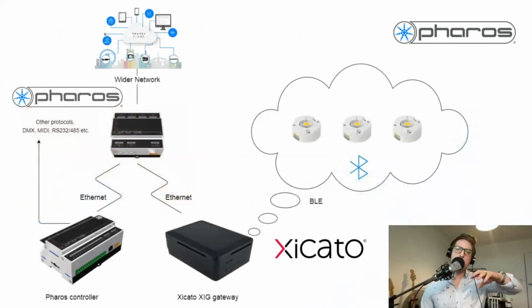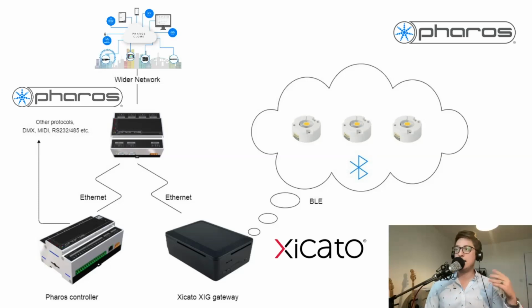So I just want to have a look at a typical setup that you might find with a Xicato and Pharos system. On the left-hand side here, I've got the Pharos controllers, and on the right, I've got the Xicato side. Again, you'll need a Pharos controller. You always need a Pharos controller whenever you're using Pharos. But you'll also need to network that via something as simple as a networking switch with the Xicato gateway. We'll then make HTTP requests to the gateway. The gateway will then go off and speak to the Xicato fixtures.